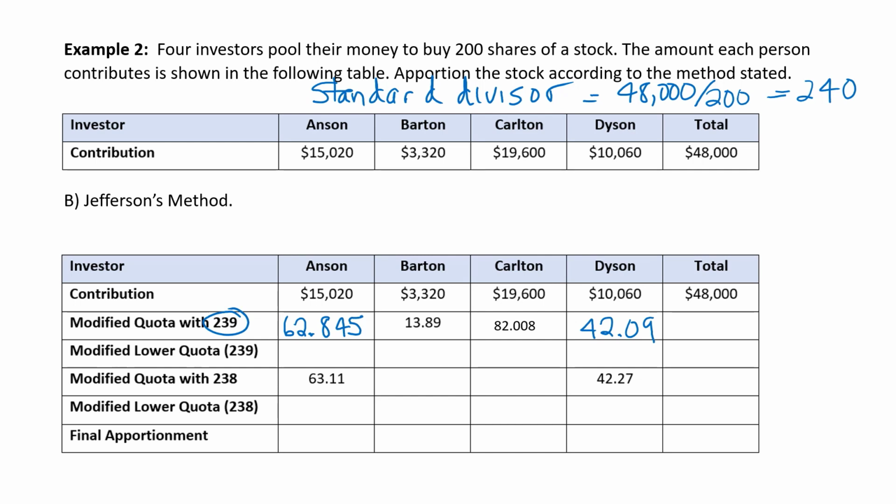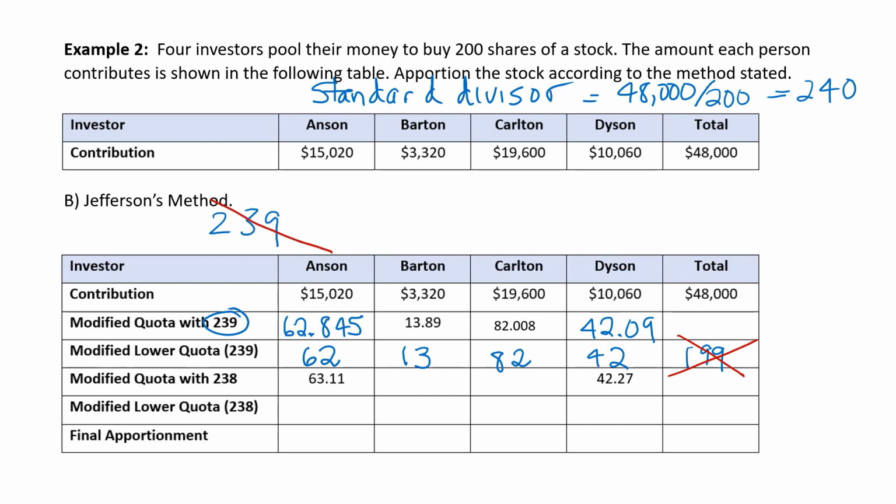The next line of the table says the modified quota, and so the modified lower quota is just the integer portion. So for Anson, 62. For Barton, 13. For Carlton, 82. And for Dyson, 42. Key these into your calculator. 62 plus 13 plus 82 plus 42. I got 199. And that's not good because we need 200. So we'll indicate that we tried 239 and that didn't work.